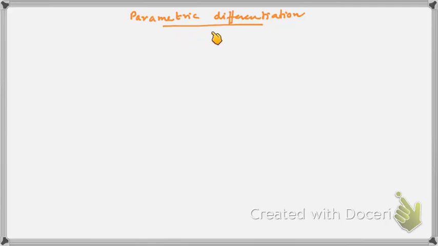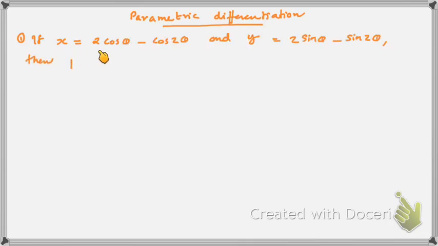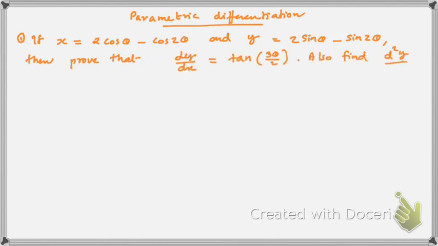So in this video, we're going to look at parametric differentiation. I'm going to pick up an example question here. The question says, if x is equal to 2 cos theta minus cos 2 theta and y is equal to 2 sin theta minus sin 2 theta.